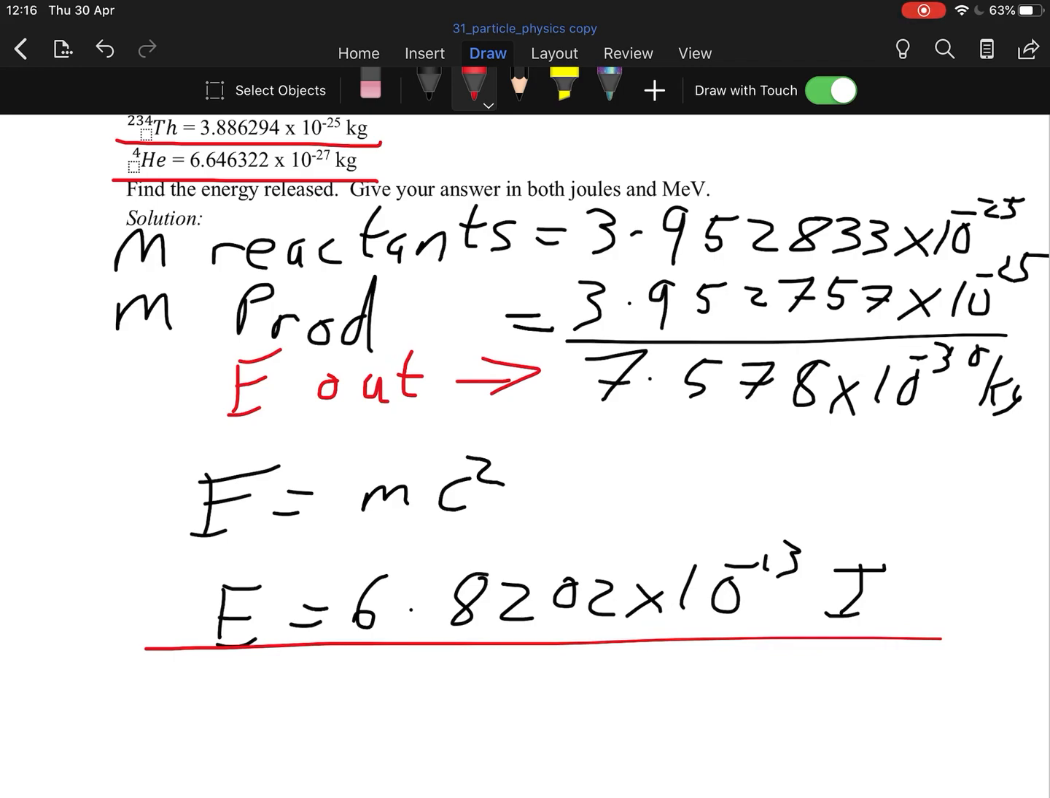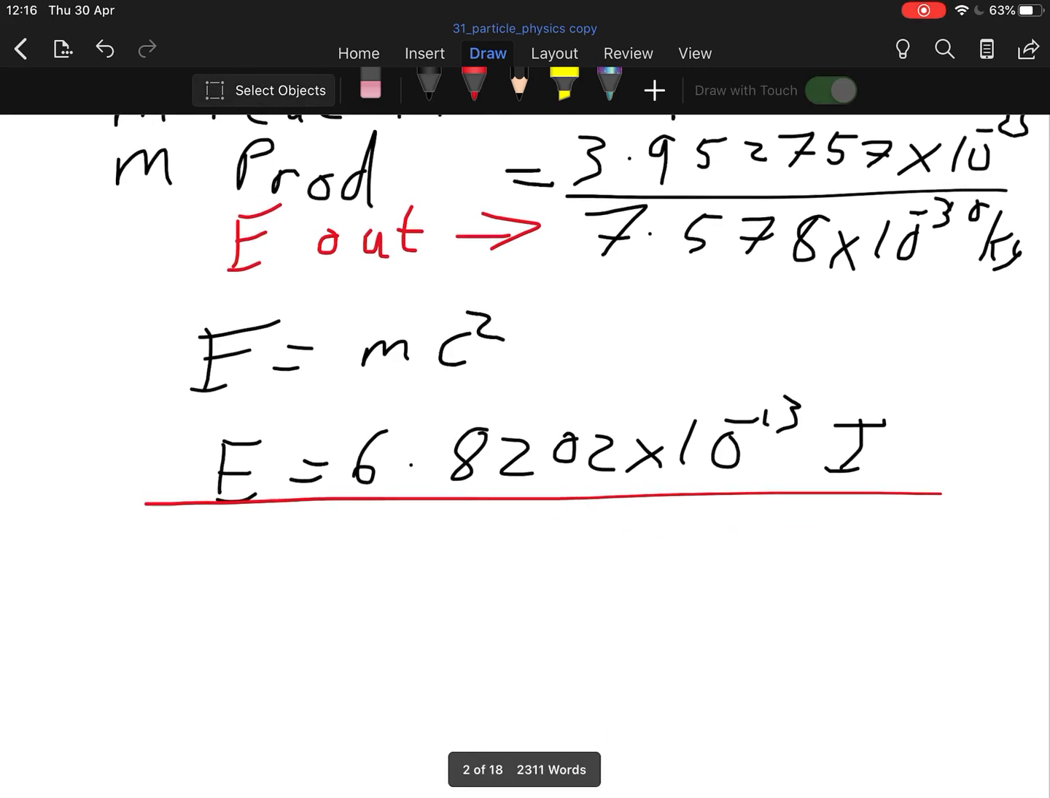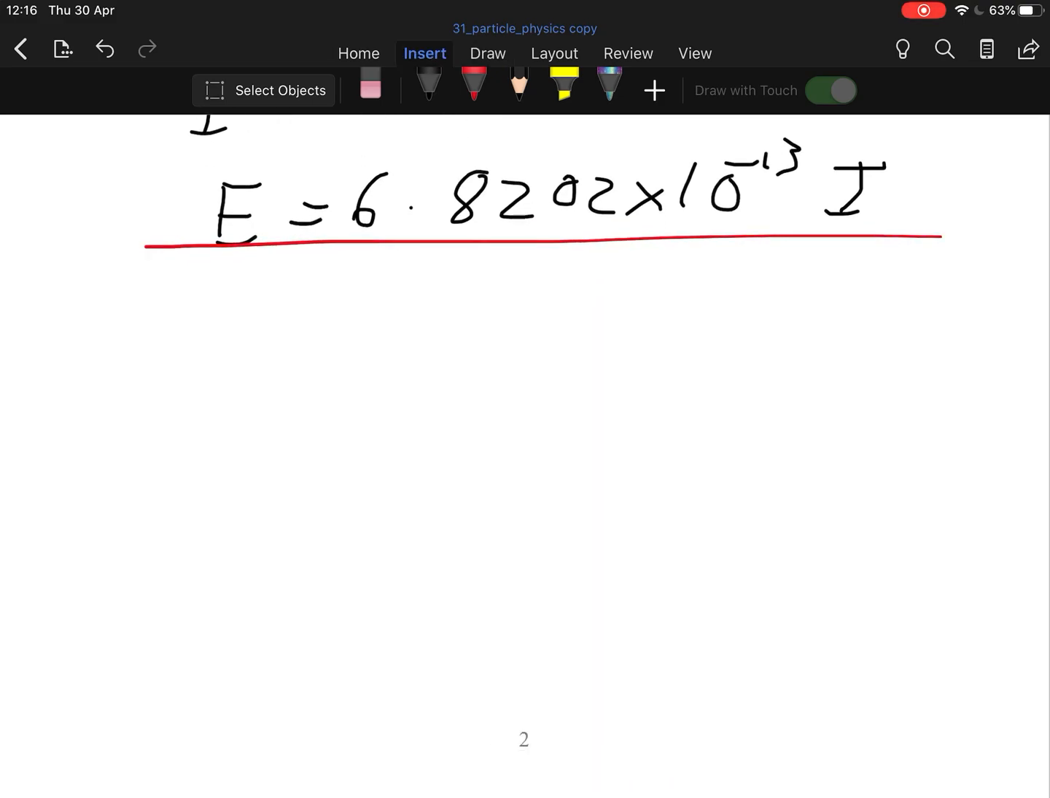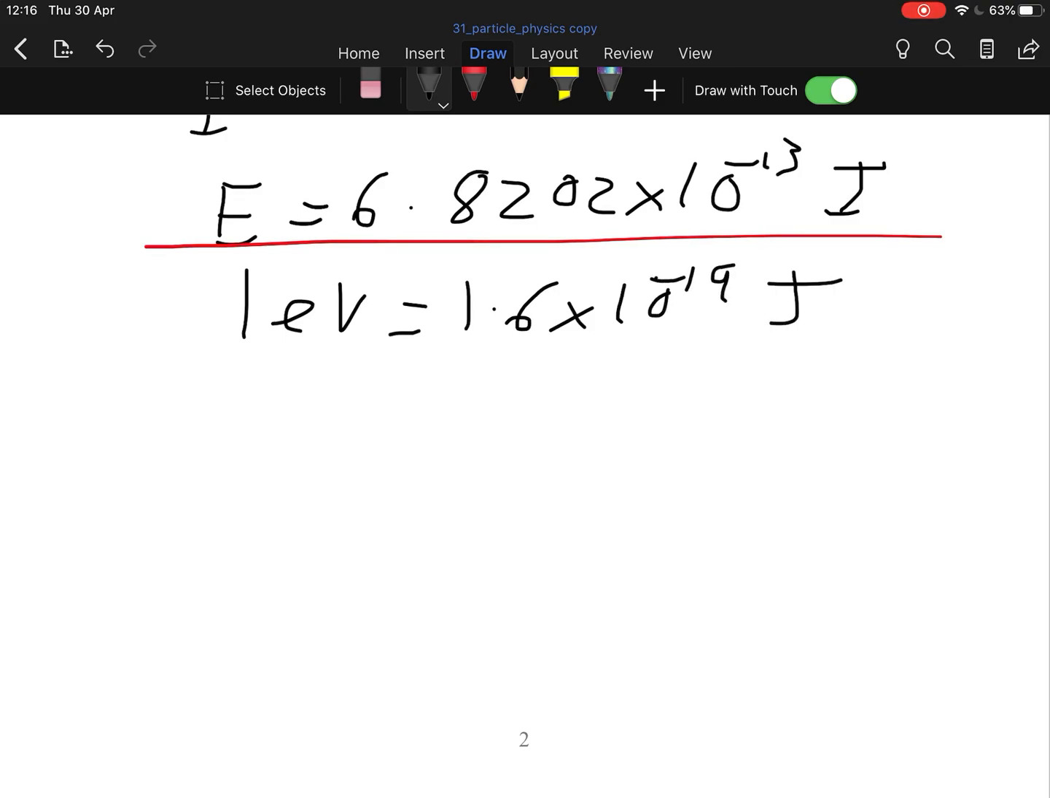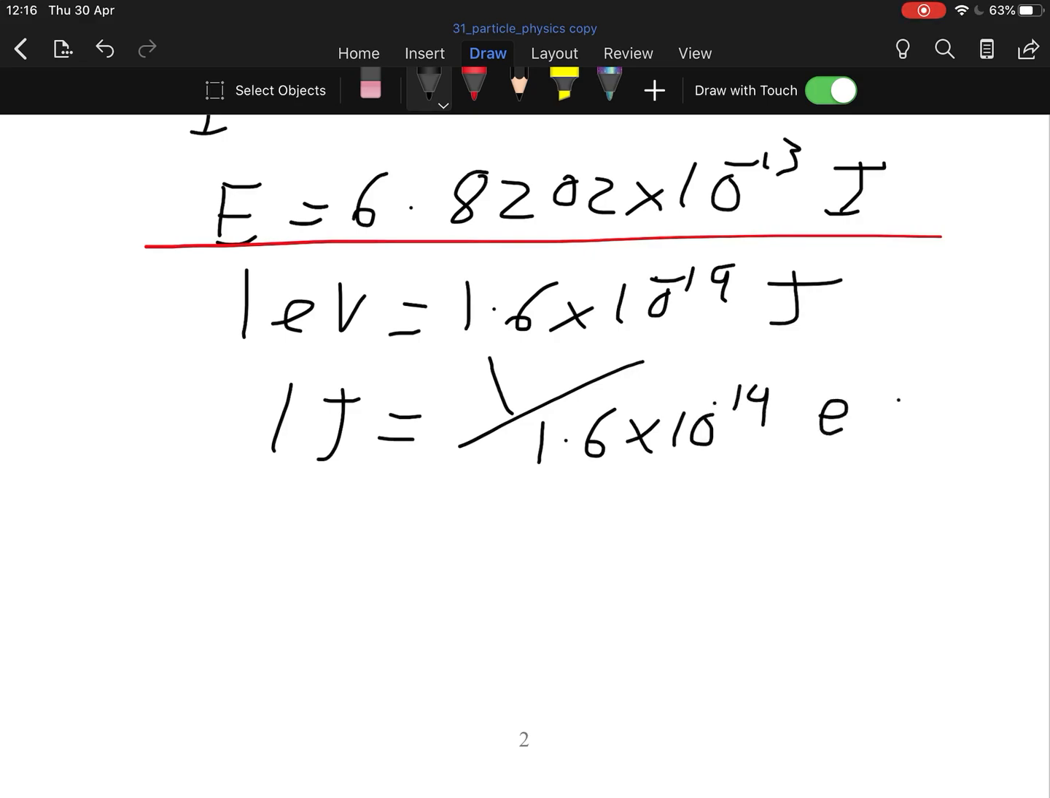Give your answer in joules and electron volts, or mega electron volts. So again, 1 eV equals 1.6 by 10 to the minus 19 joules. Therefore, to go from electron volts to joules, you multiply by the charge of an electron. To go from joules to electron volts, we divide. Because obviously 1 joule equals 1 over 1.6 by 10 to the minus 19 electron volts, you see? So you divide by the charge.